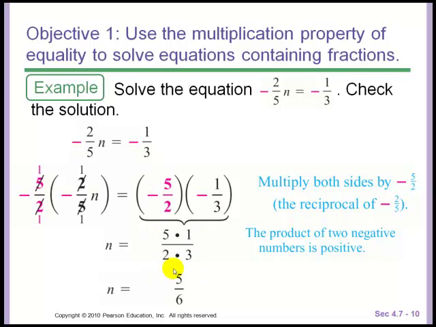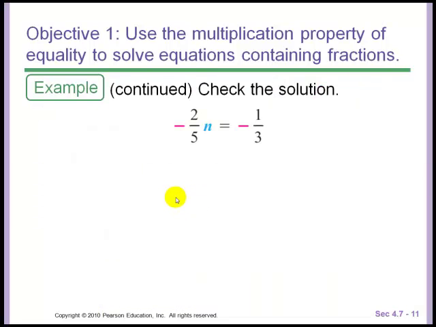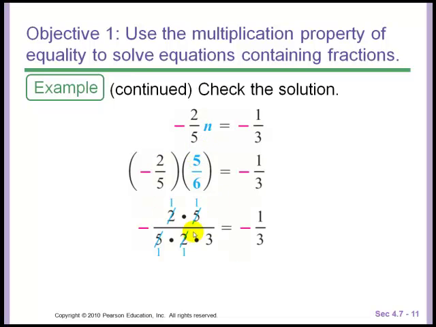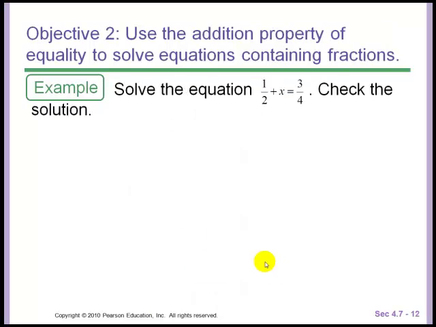Notice that a negative times a negative gave us a positive answer. Watch your negatives. If we check the solution, replace n with 5/6. We have some canceling going on, and we wind up with negative 1/3 equals negative 1/3. Now we will use the addition property of equality to solve equations.